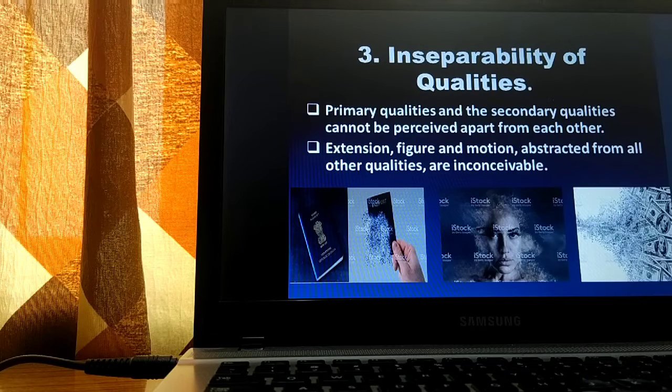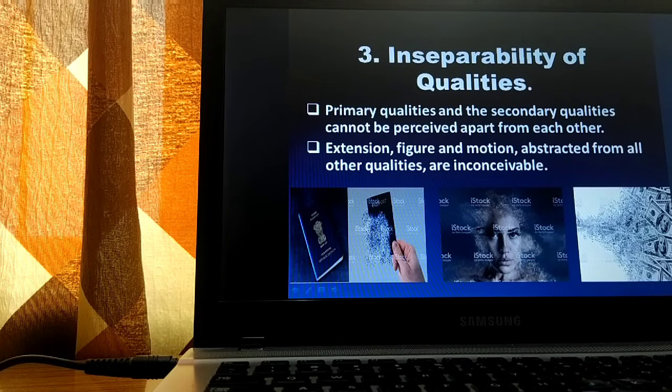Therefore, from this, we know that the qualities cannot be separated. Extension, figure, motion cannot be abstracted. Their abstraction from all the qualities is inconceivable. We cannot conceive the existence of the extension, figure and motion apart from their qualities.